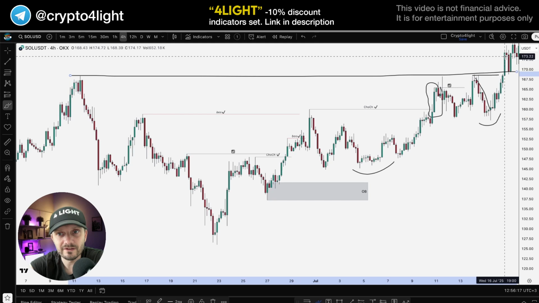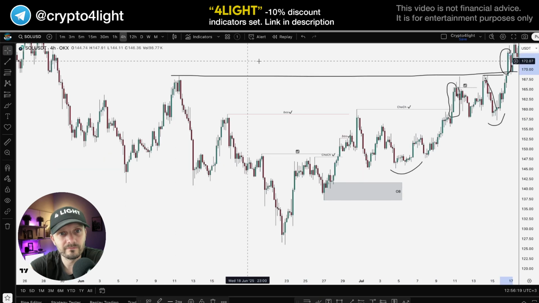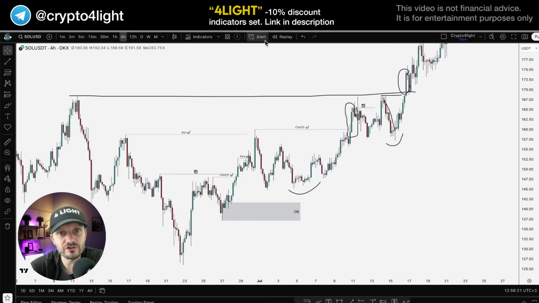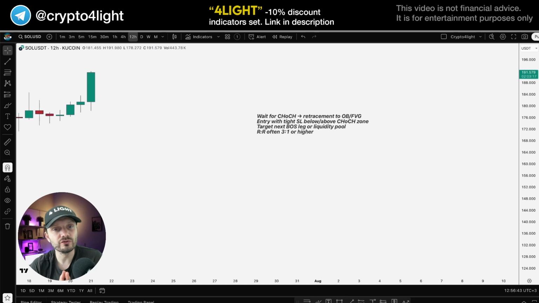Sweep this high, break of structure. This is a visualization on the 4-hour time frame. You need to wait for the change of the character before the entry. Of course, it's just in the perfect world, right? And it's hard to identify, because sometimes we can identify it on a 1-hour time frame, but on the 12-hour time frame, we're still in the downtrend.